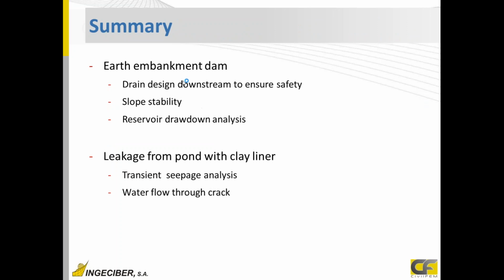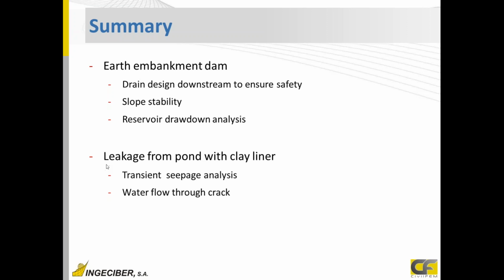The first example we are going to see is an earth embankment dam, that is a loose material dam, and we are going to perform a drain design downstream to ensure safety, to increase slope stability downstream. And also we are going to perform a reservoir drawdown analysis, just to check if, due to the drawdown upstream, we will have some slope instability due to this fast drawdown. This will be a 2D model.